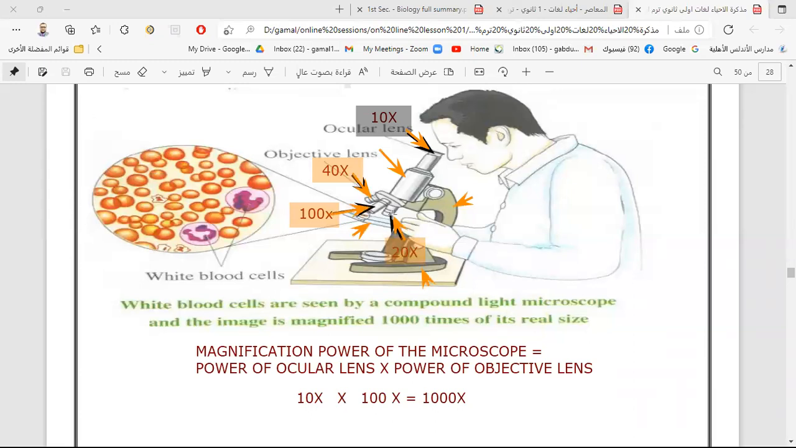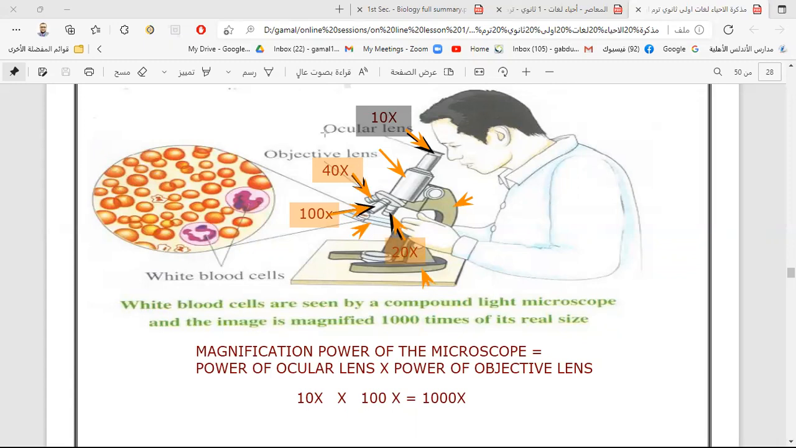If you want to study a slide for a drop of blood, for example, you can start using the magnification power by the objective lens of 20x. And the total magnification of the microscope will be the power of the objective lens multiplied by the power of the ocular lens. So it will be 20 by 10. It will be 200x. Total magnification of the microscope will be 200.